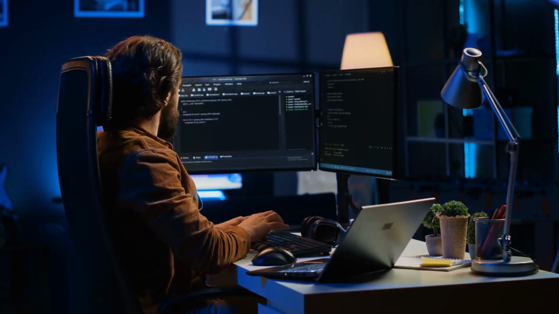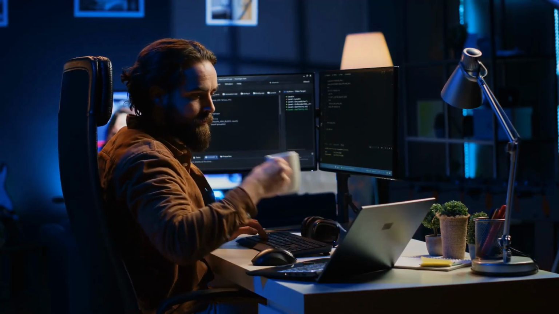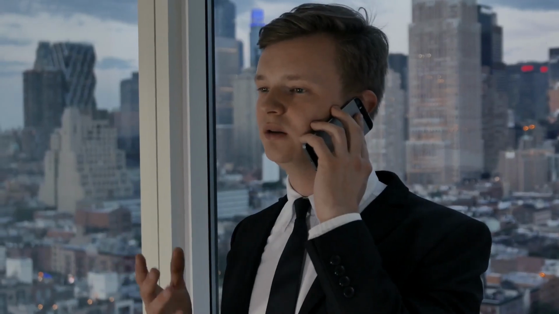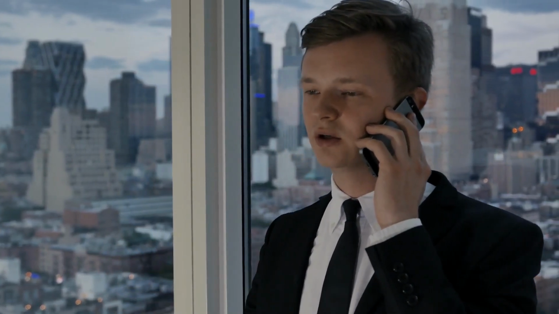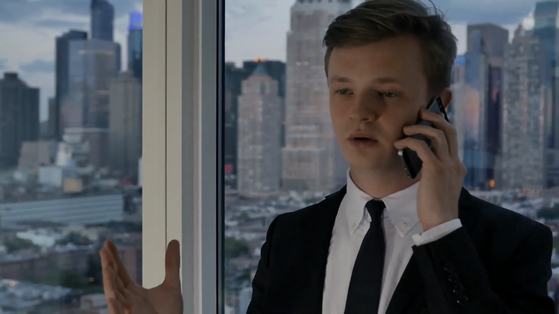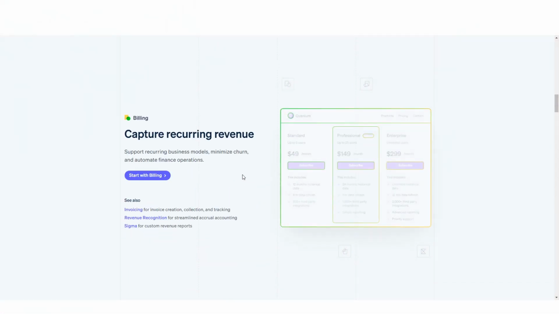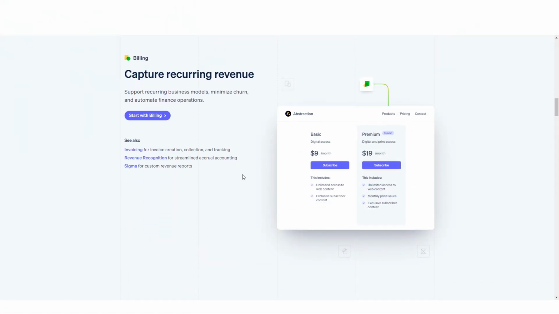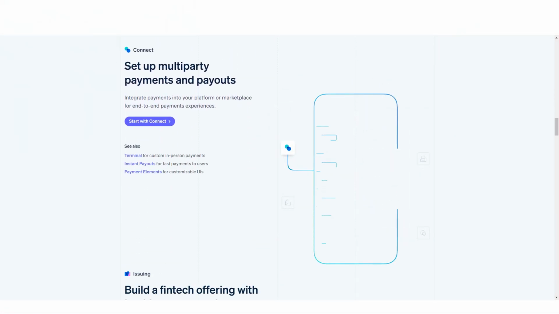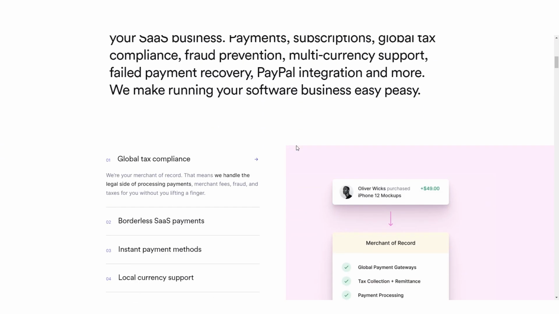Whether you're a developer looking to integrate a payment gateway seamlessly or a business owner seeking a reliable and scalable payment solution, I'm here to guide you through the technical intricacies and help you make an informed decision. So, let's delve into the details and explore the technical nuances that set Stripe and LemonSqueezy apart in the realm of online payments.